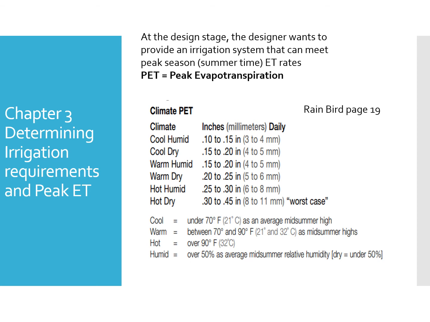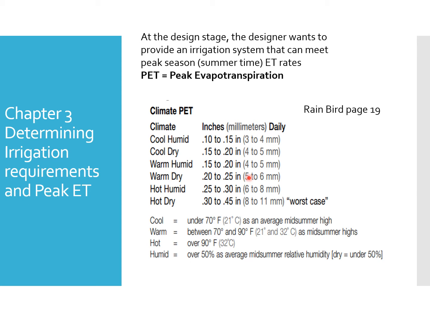So before you start to design a system, you want to make sure that you're going to be able to supply enough water to take care of the landscape at its worst case scenario. So the worst case scenario happens to be what they call the peak evapotranspiration, or PET. So you want to make sure that in this case, in this chart that I've taken from Rainbird page 19, in a warm, dry climate like we live in, it's 0.20 to 0.25 inches per day is transpired and evaporated from the plants. So we want to make sure that we're going to be able to supplement irrigation and be able to deliver that back to the plants.